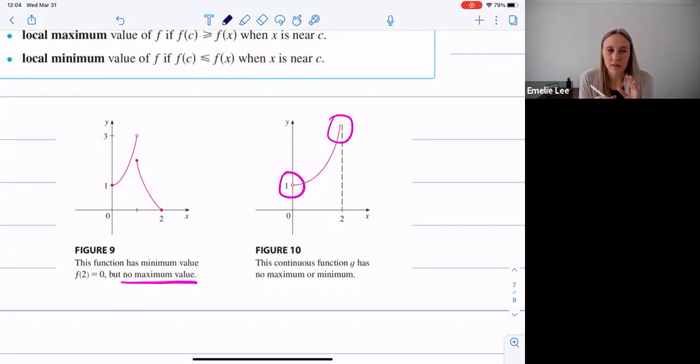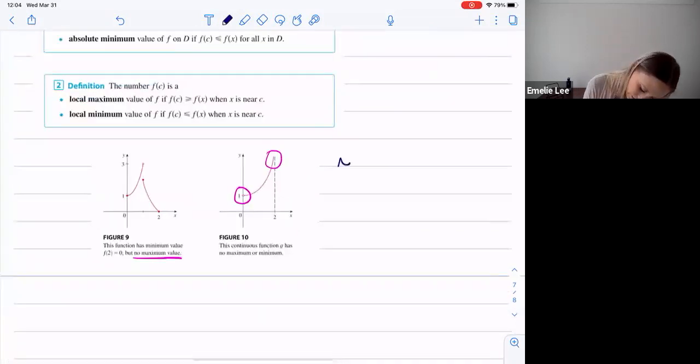Okay, so those are just some things to keep in mind, right? So we might not necessarily always find a max and a min. So not all functions will have a max and min.